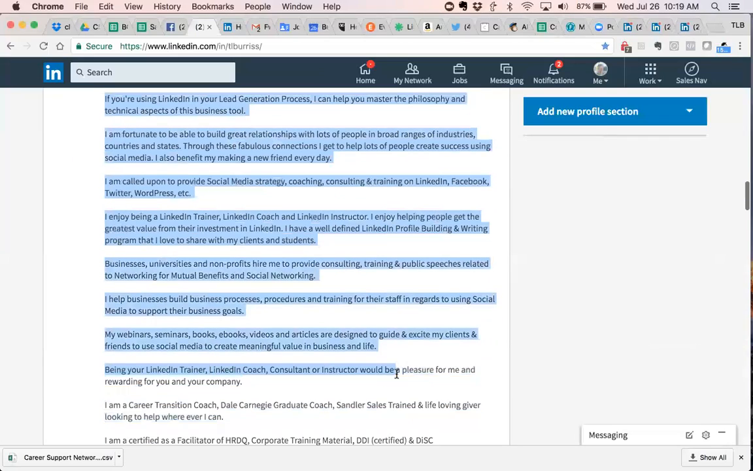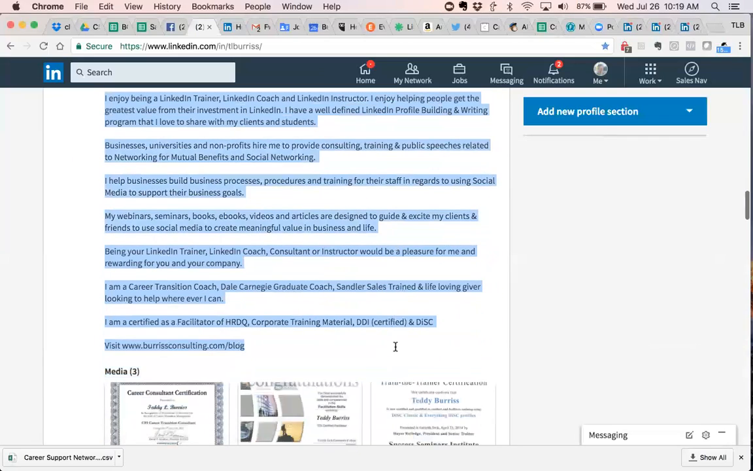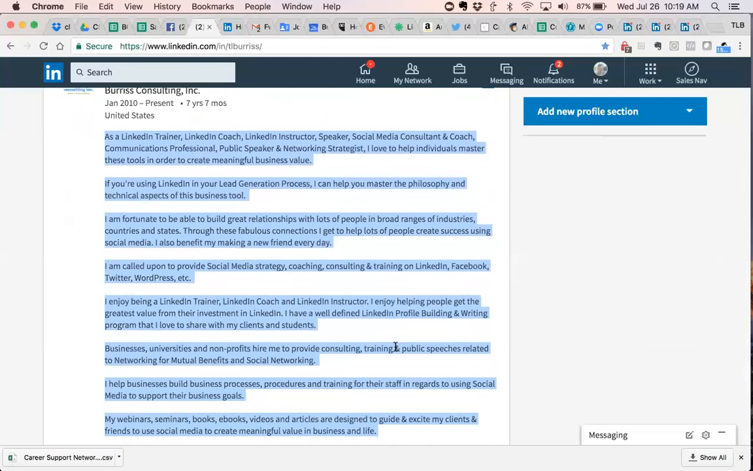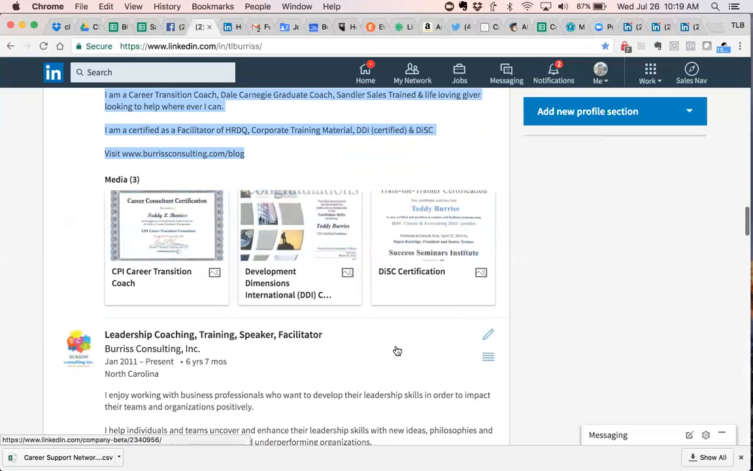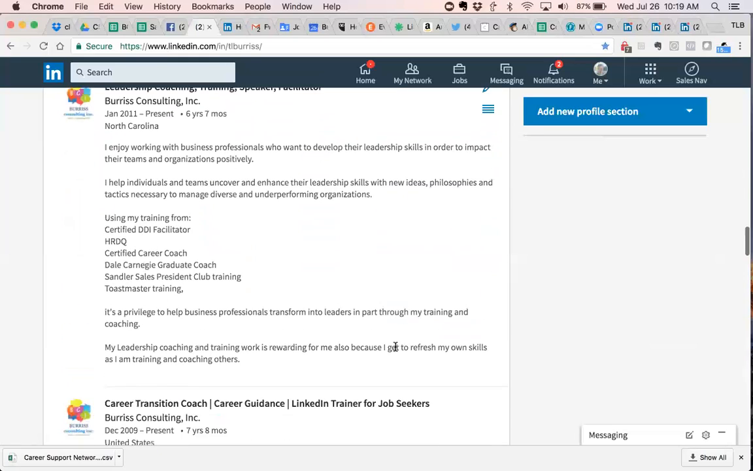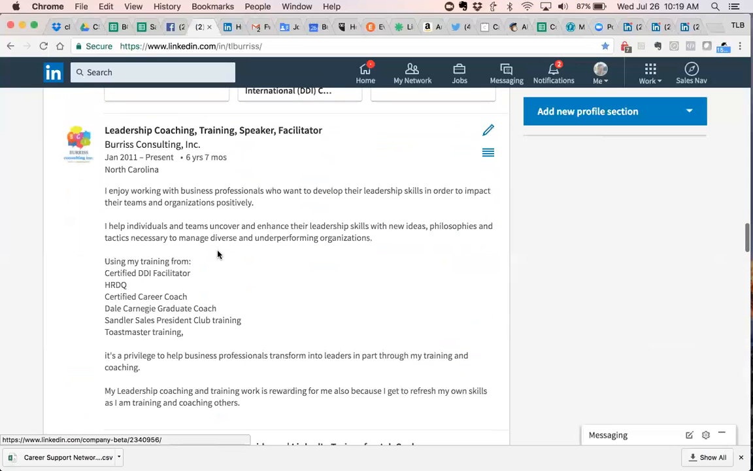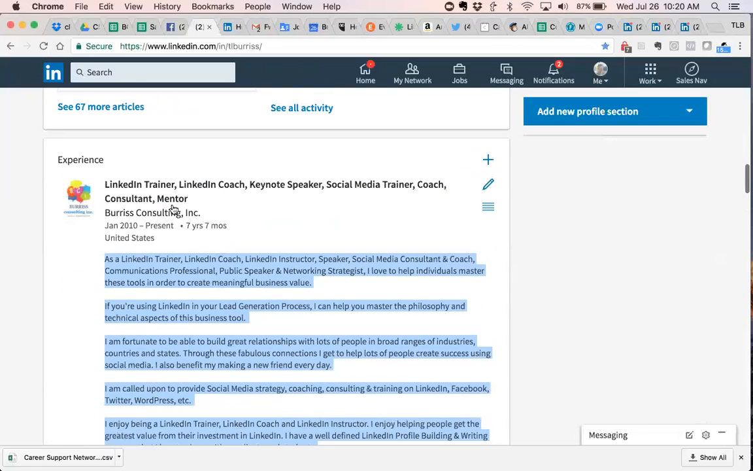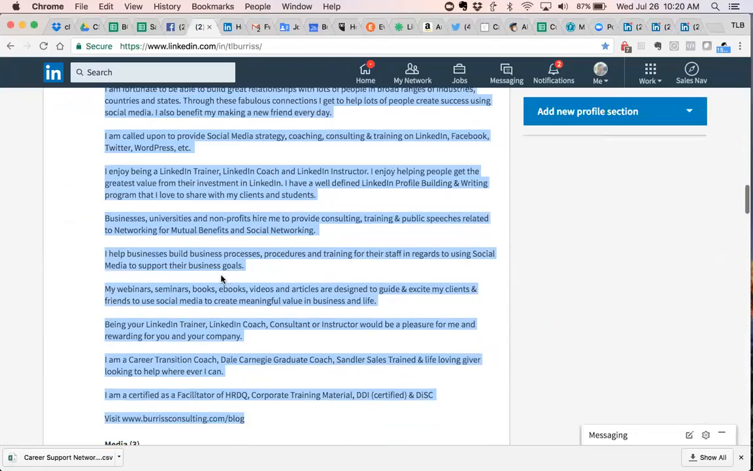But then look through here. I get 2,000 characters again in each one of the job descriptions. Again, you want to use keywords. Tell the viewer what you can do, what you did do, what you enjoy doing, all relevant to what you want to do. Look at my previous positions. Well, I have three pieces to my business. I'm a leadership coach as well. I'm a career coach, but I put on the top the most important position that I currently have.